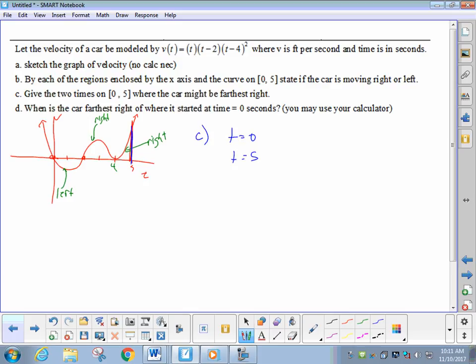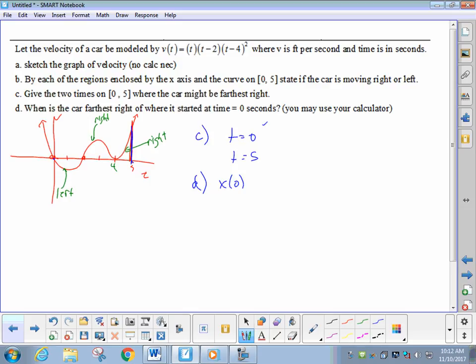So this is also a possible farthest right time because it moved left after that, or decreased in position from there. In order to compare which one was farthest right, I would have to figure out where it was there versus where it was there, or did it move right enough to overcome the movement left? Keep in mind, my picture is in no way drawn to scale, so don't trust your eyes on the area. So if I want to know when the car is furthest right of where it started at time 0, I guess I could just say position at 0 is what it is. I don't know what it is. I guess I'll just leave it at that.